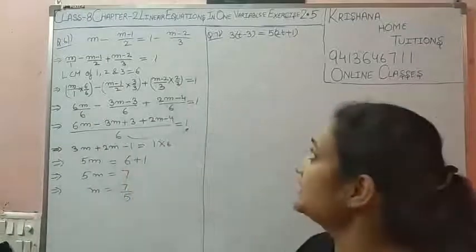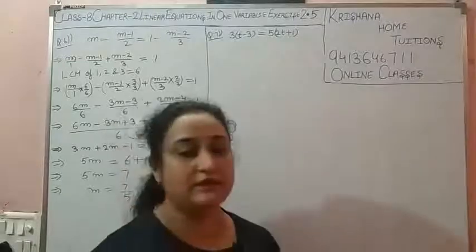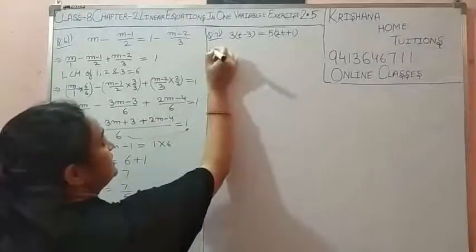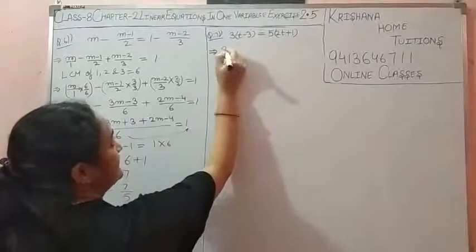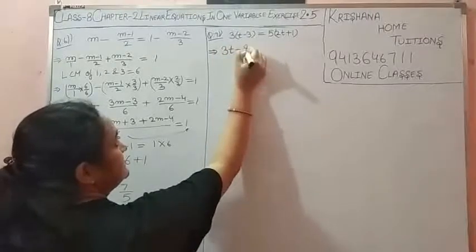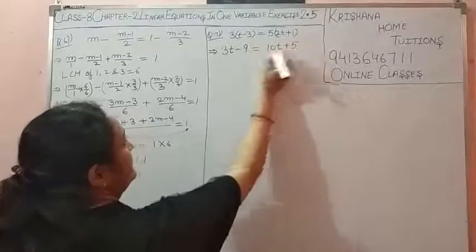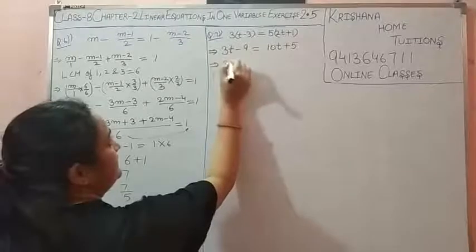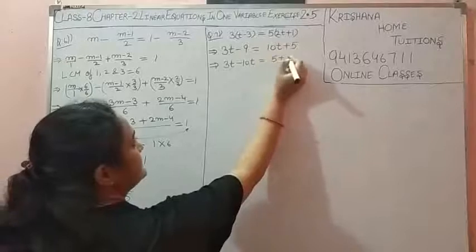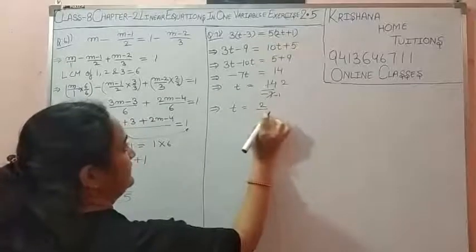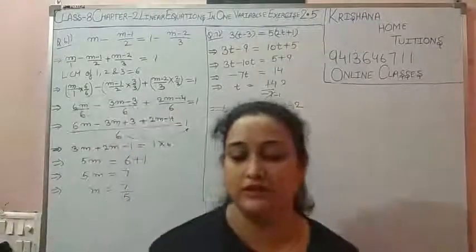Now from question number 7, we do not need to reduce the term directly. We solve the bracket and then solve the equation. In this question, I am multiplying this 3 inside the bracket and 5 inside the bracket. So it is equal to 3t minus 9 and 10t plus 5. So now transferring the terms, 3t minus 10t is equal to 5 plus 9, or we can say minus 2. So this is the solution of this question.